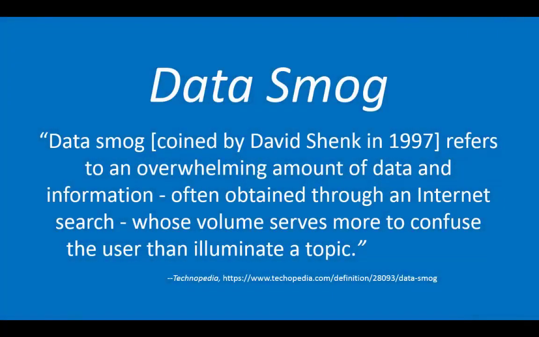Data smog is a phrase coined by David Shenk in 1997 and refers to an overwhelming amount of data and information, often obtained through an internet search, whose volume serves more to confuse the user than illuminate a topic. Data smog is a state of mind that almost all of us have dealt with at one time or another. Information literacy is the set of skills that helps to clear the data smog. Library instruction helps students acquire those skills.